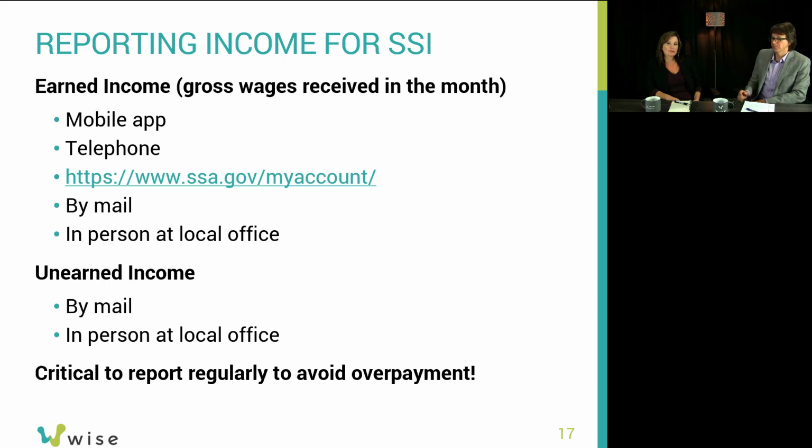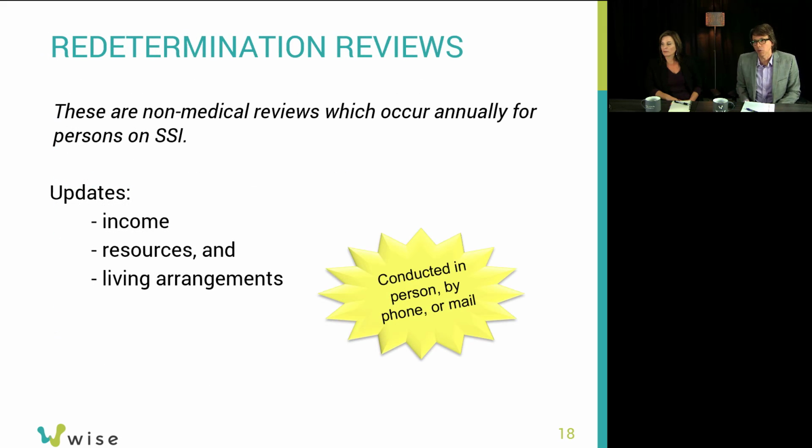And so, just a high-level view of this, Social Security does do redetermination reviews. They tend to do this on an annual basis, but what I'm hearing is that actually they're happening less frequently than annually for some people. And this is an opportunity for Social Security to get information about the person's income, resources, and living arrangement. Even if a person is reporting their income on a monthly basis, they're still going to have to go through this redetermination review. Right. And this tends to happen in person, by phone, or via mail.